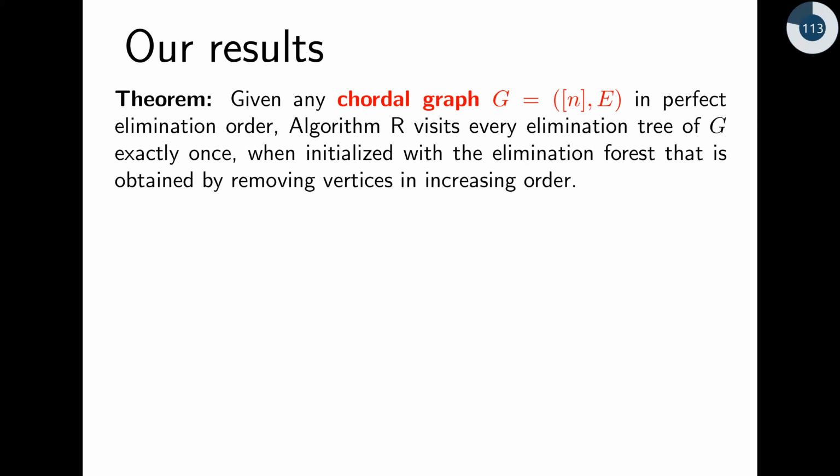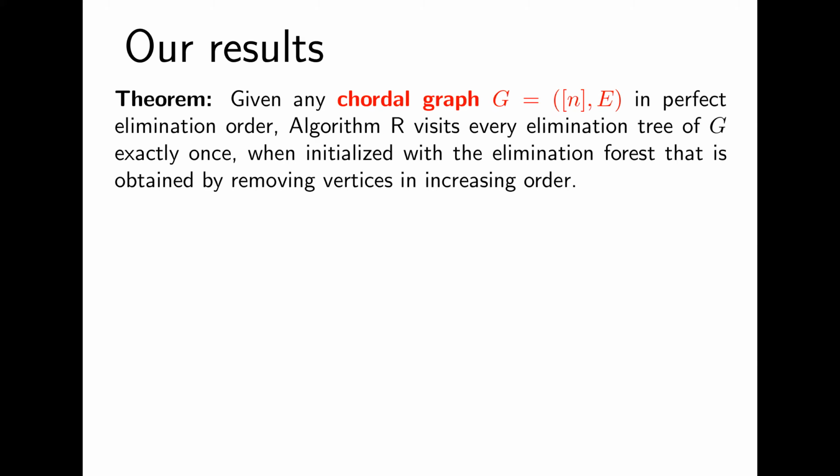And what about the initialization? If you initialize it with the elimination forest that you get by removing the vertices in increasing order. Yeah, so this chordal graph has a perfect elimination order. So the vertices have names 1 up to n, and they are corresponding to a perfect elimination order. I will give the definition in a moment. And if you remove them in this order, then this is the initial elimination forest that you should start with, and then the algorithm succeeds.